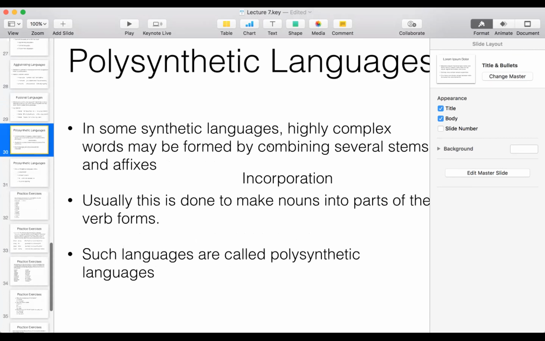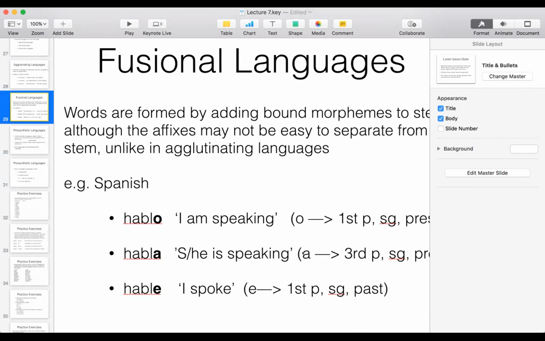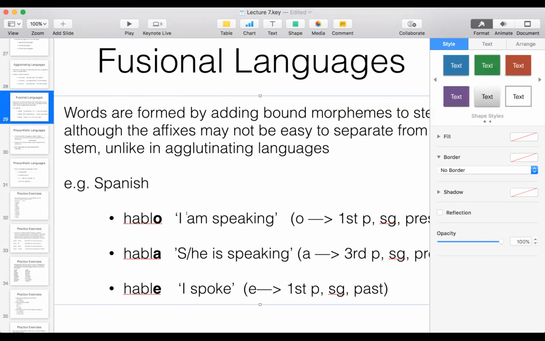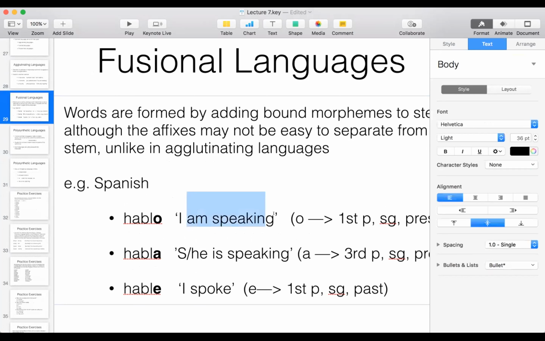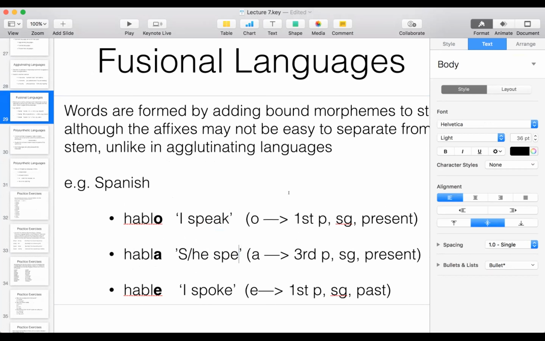The hablo would be like "I speak," because "I am speaking" is something different. Oh, okay. So just "I speak"? And then habla would be "he or she speaks." Okay. So what would be "I am speaking"? That would be estoy hablando. Okay. And "he, she speaks" would be estás hablando, I think.